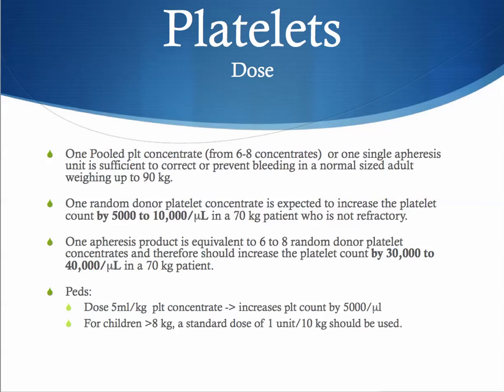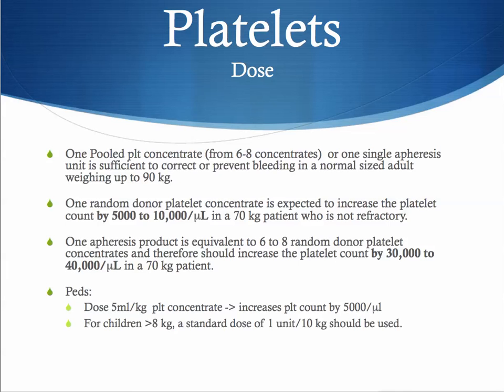So how much platelets to give? Depends a little bit on how your platelet content has been generated. The pooled platelet concentrate is sufficient to decrease the amount of the bleeding risk in a normal adult sized patient. So 1 pooled platelet concentrate. 1 random donor platelet concentrate usually increases your platelet count by 5 to 10,000 in a normal sized patient who's not refractory to platelet administration. Apheresis generated platelet concentrates have a higher concentration of platelets, so therefore it increases your platelet count higher, more to 30,000, 40,000 in an average sized patient.